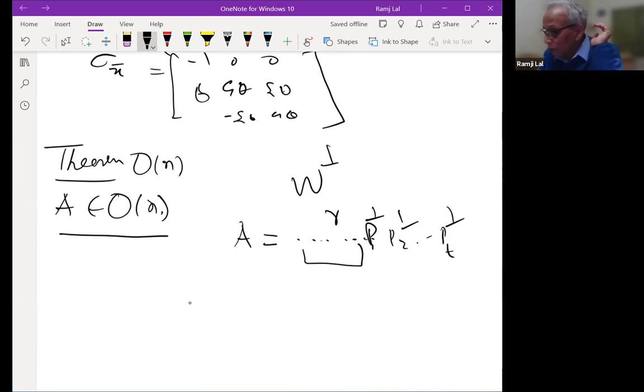Maybe I put it more clearly. It is minus 1. It is a reflection together with a rotation. So some reflections and some rotations. You see, the composition of 2 reflections is a rotation, that we will see. So A is like this.